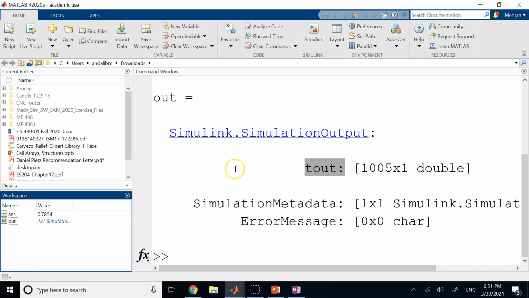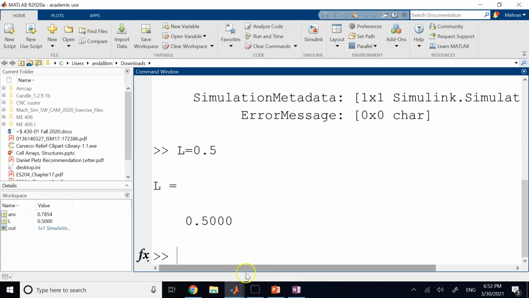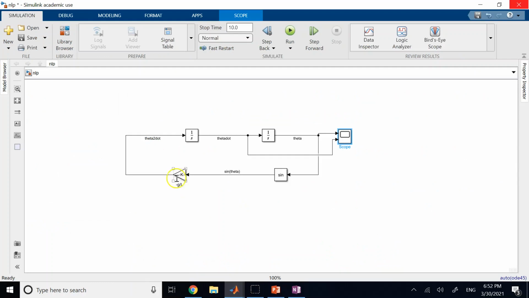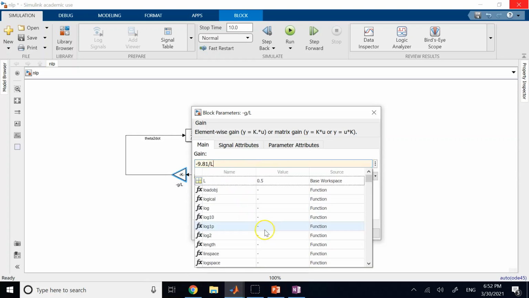I mean, for example, let me show you one thing here, and then I'll go back to exporting data to the workspace. Remember L, I said the length of the pendulum is what? 1/2 meter. So I type in L equal 1/2 here, not in Simulink, in MATLAB. And now I go back to Simulink, and here, instead of saying -G over L and typing the values of G and L, I leave L as a parameter. And I OK that.